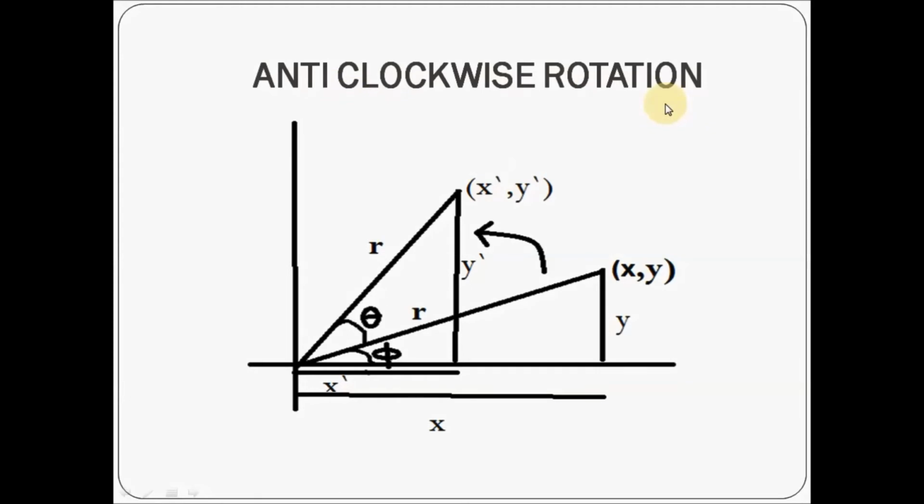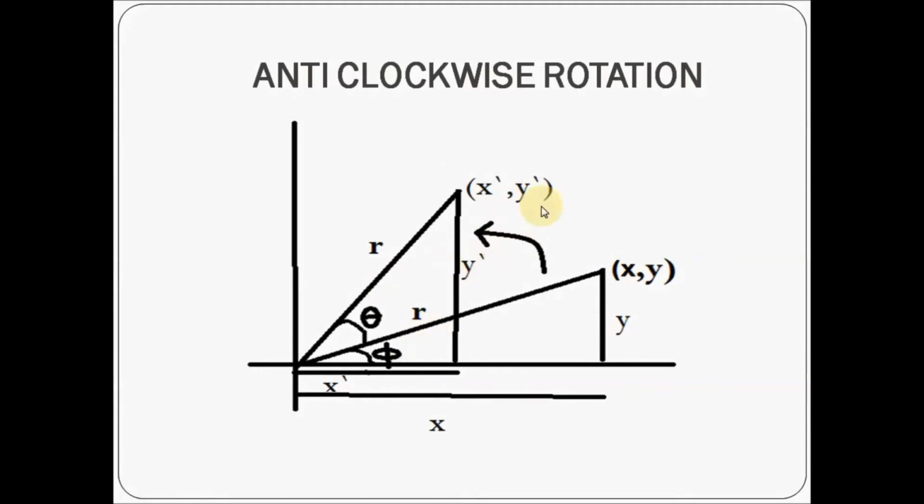To explain this anti-clockwise rotation, I am considering this diagram. You can see here, this is P of x comma y, the object before rotation. This is P of x dash comma y dash, the new value after the rotation. x comma y is the value before the rotation, and these are the values after the rotation. You can see here I am rotating in the anti-clockwise direction.